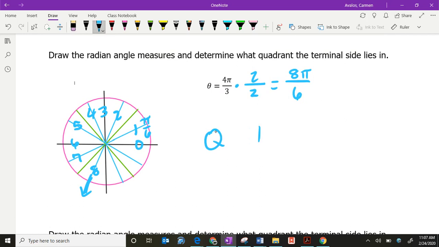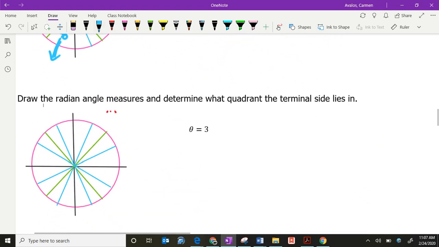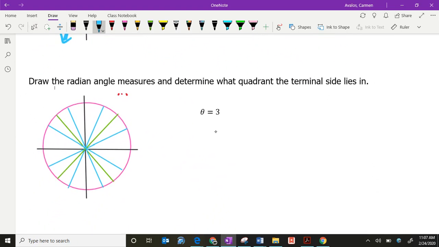Quadrant 3. Okay, very good. And then the next one is going to be drawing 3. Now notice how it doesn't have a degree symbol, so we are still in radian mode. So when I'm looking at this in radian mode, what color do I have here? I'm going to do it in none of these colors because it's not falling on any of them. It's just 3 radians.